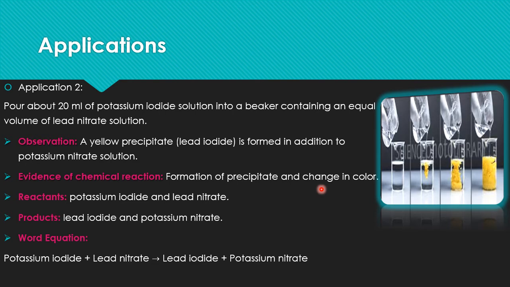The reactants are the mixed substances potassium iodide and lead nitrate. The products are the new substances formed: lead iodide, which is the yellow precipitate, and potassium nitrate. To write the word equation, you should write the reactants, potassium iodide plus lead nitrate. It produces, you have to put an arrow here. After this arrow, write the name of the products, lead iodide plus potassium nitrate.